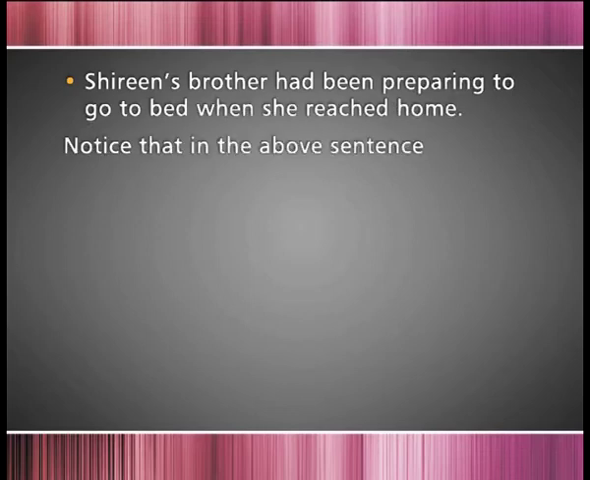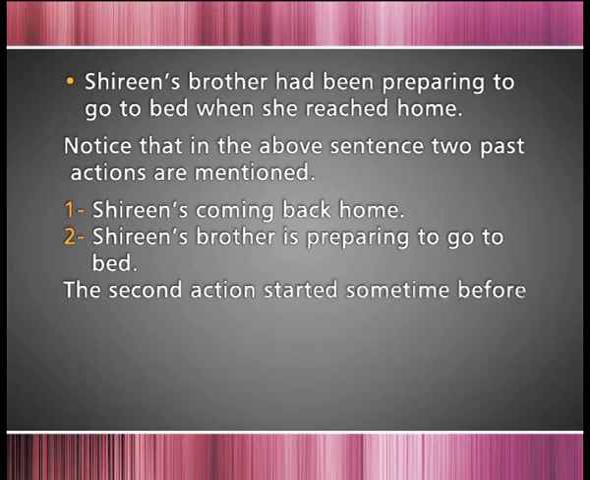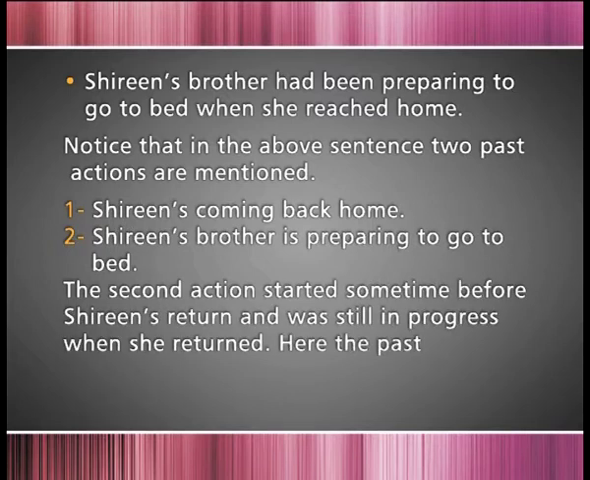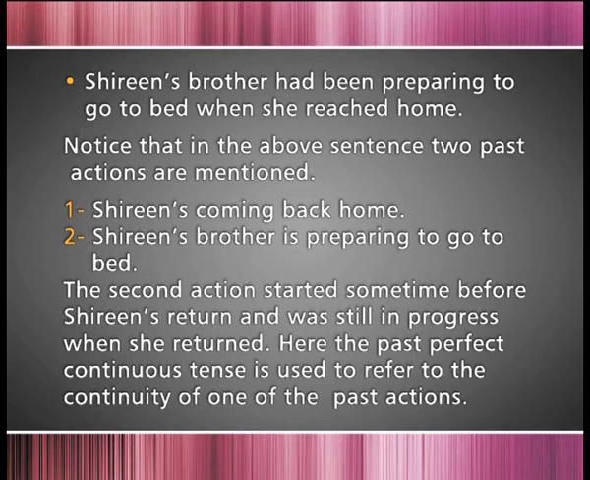Notice that in the above sentence, 2 past actions are mentioned. 1. Shireen's coming back home. 2. Shireen's brother preparing to go to bed. The second action started sometime before Shireen's return and was still in progress when she returned. Here the past perfect continuous tense is used to refer to the continuity of one of the past actions.